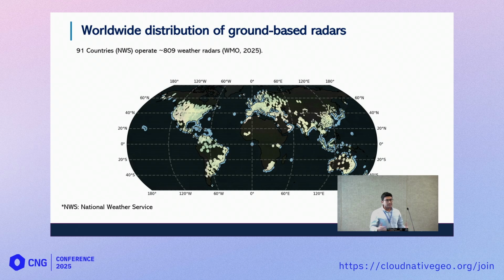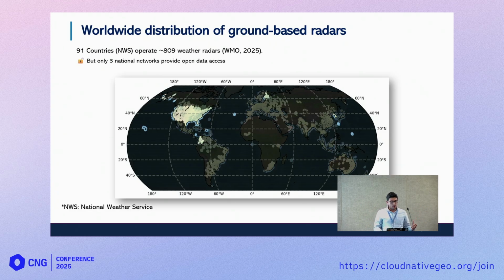To understand a little bit about this problem, which is a huge problem, I would say, let's look at this map. This is the world coverage of around 809 weather radars operated by 91 countries around the world. This data comes from the latest radar database from the World Meteorological Organization, the WMO. This is a massive observational network. If you could imagine all those radars spinning around, capturing data of the atmosphere, this is a lot.